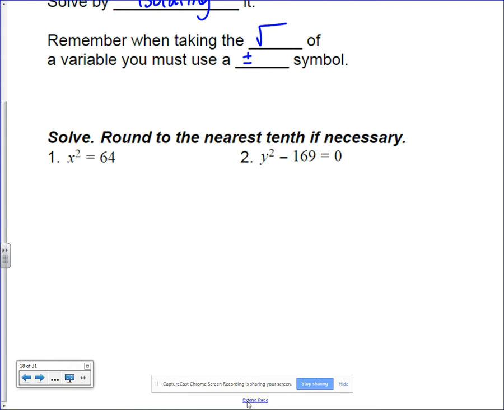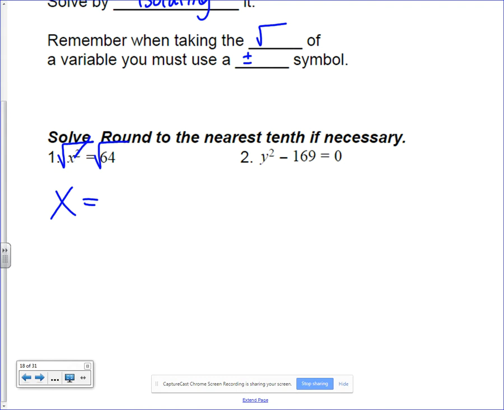So, Jason, I'm going to square root both sides. When you square root both sides, the squared cancels. So, Jason, what would be left on that left-hand side then if I just canceled out that squared? Just an x. And then, Jason, what is the square root of 64?